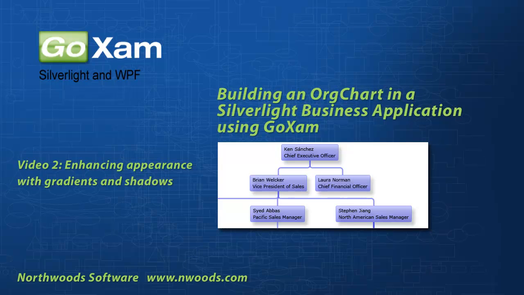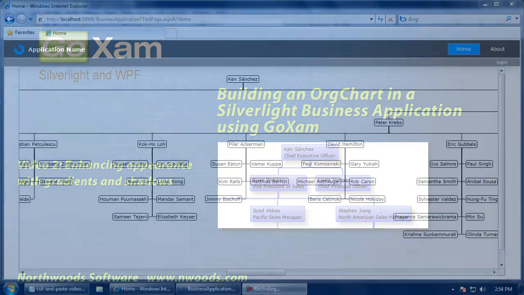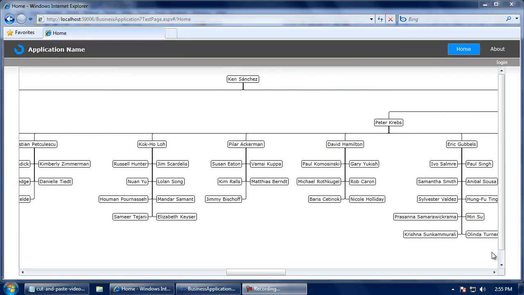Welcome back to building an org chart in a Silverlight business application using GoZam. This second video is going to enhance the appearance of the org chart by adding gradients and shadows to the node's data template. We're going to take over where we left off in the last one.